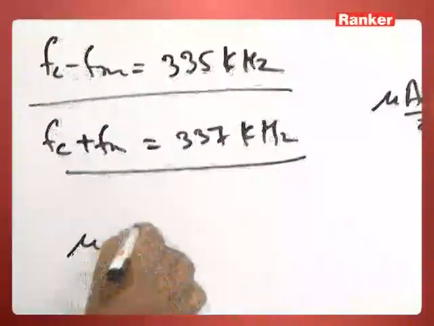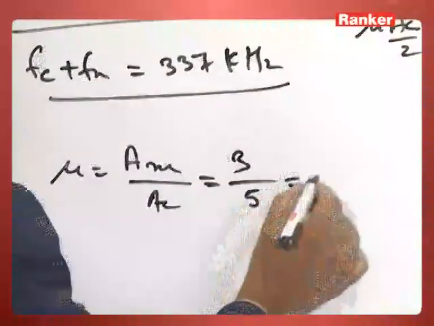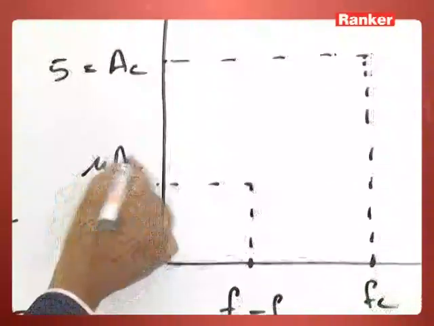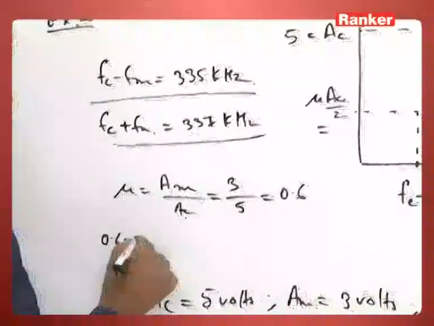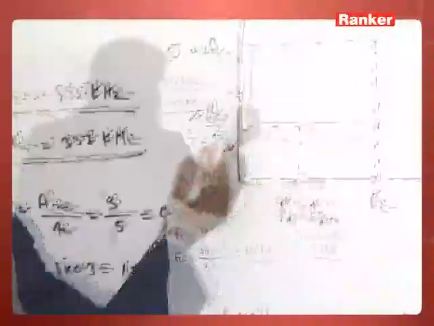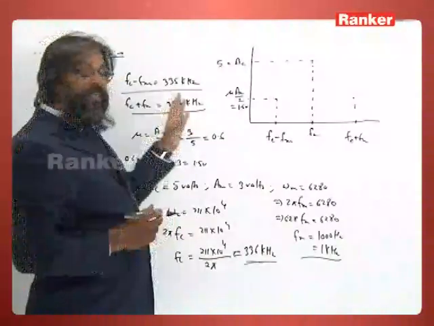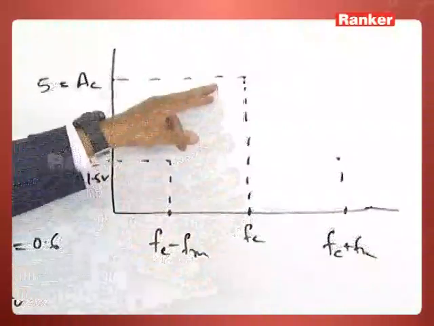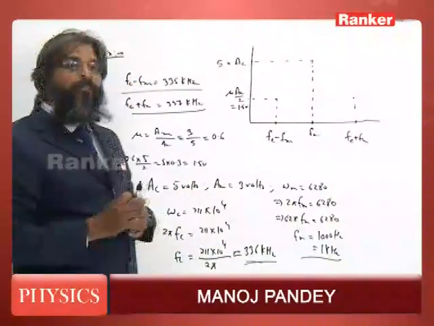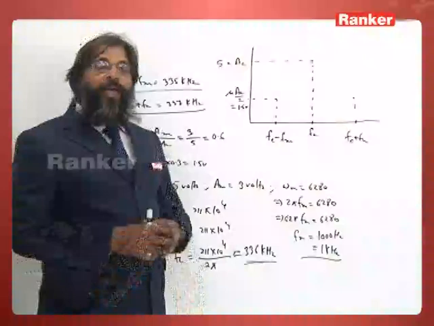Now, here mu will be equal to Am by AC. Am is 3 by 5, that is 0.6. AC is simply 5 volts, and mu times AC by 2 is 0.6 into 5 by 2, that is 5 into 0.3, that is 1.5 volts. So the side bands will have frequencies of lower side band 335 kilohertz and upper side band 337 kilohertz, and the carrier frequency Fc will have 5 volts, and the side band voltages will be 1.5 volts. So this we have seen by taking a numerical example. So you see the frequency spectrum with the corresponding amplitudes in the amplitude modulated wave.